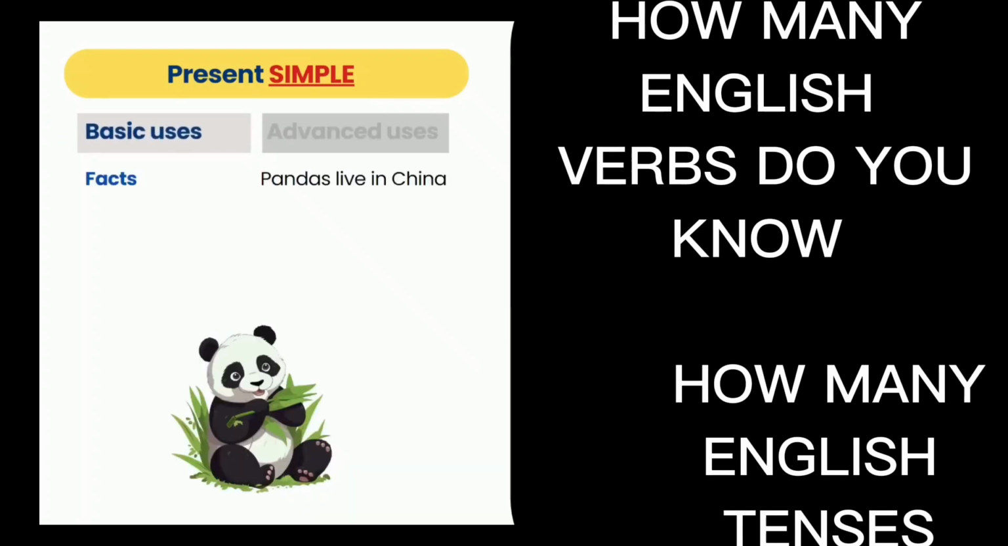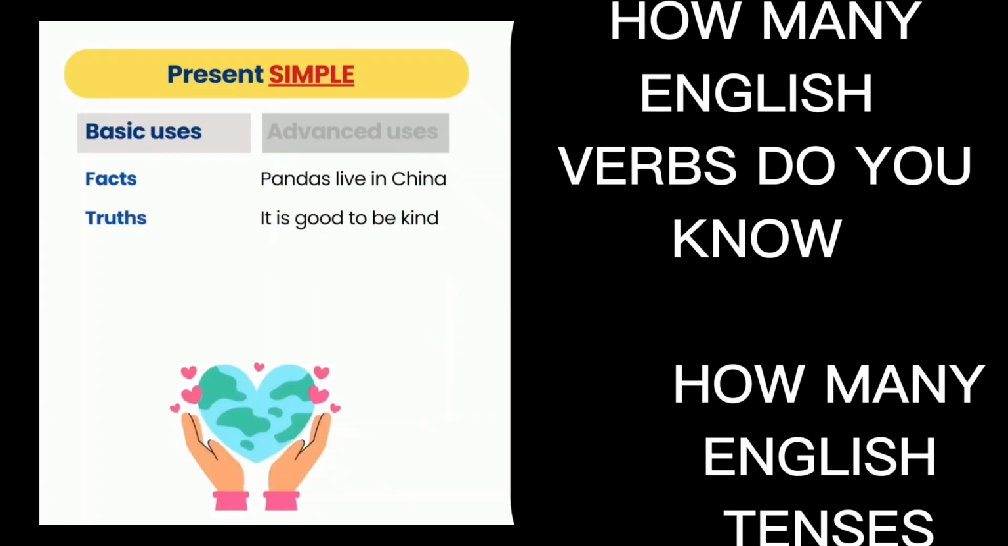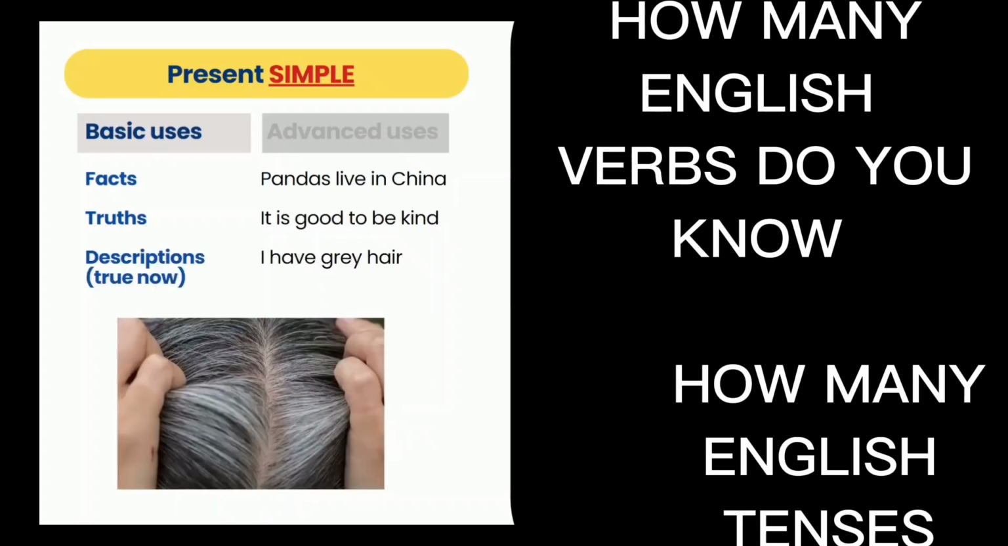We can use the present simple for facts. Pandas live in China. Also for truths. It is good to be kind. And for descriptions that are true now. I have grey hair, the man in this picture might say.